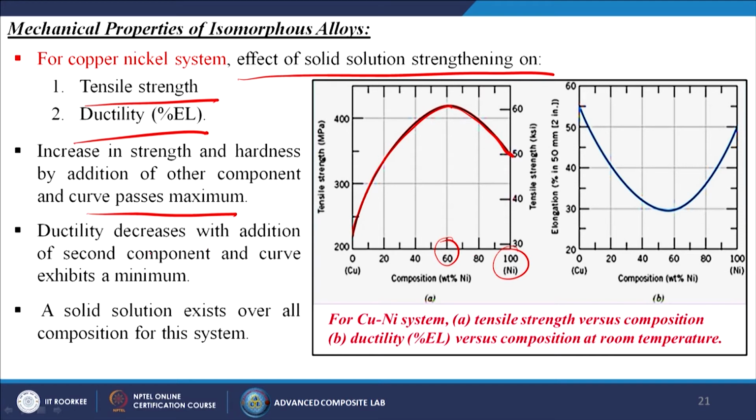Ductility decreases with addition of the second component and the curve exhibits a minimum. A solid solution exists over all compositions for these systems. In this case also, the elongation at break at 0% nickel is the maximum, then it drastically reduces at 60%, and then slowly increases again toward 100% nickel.